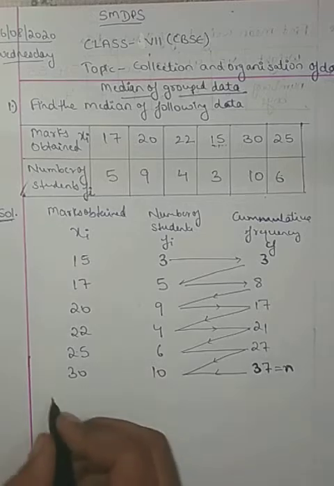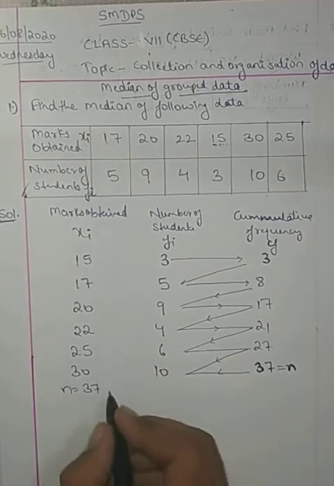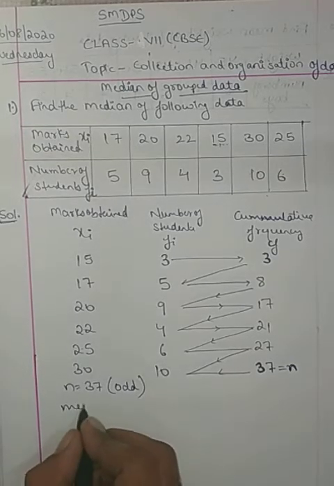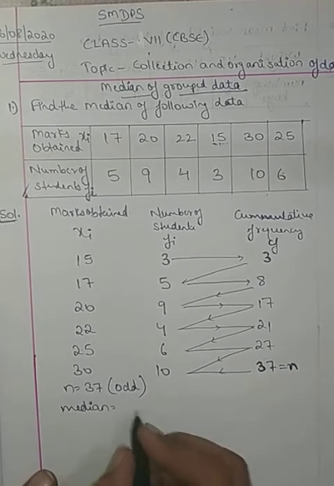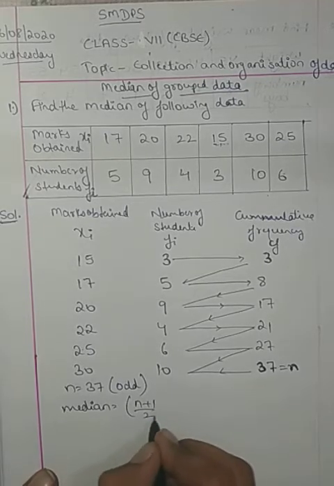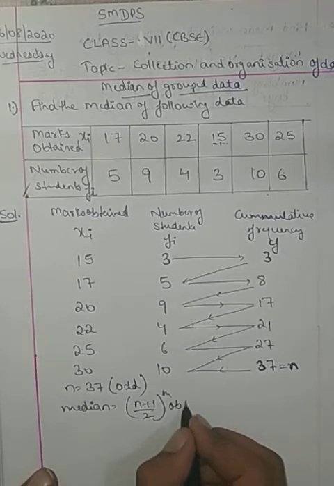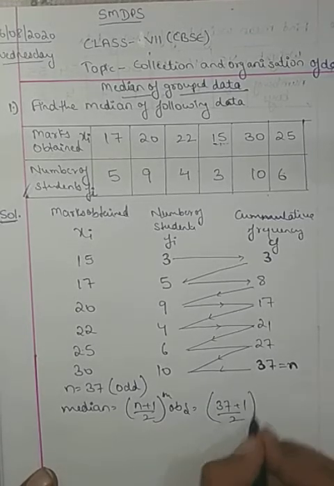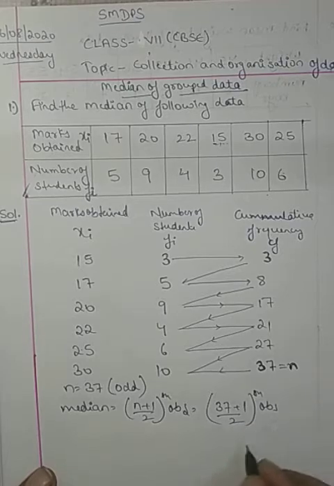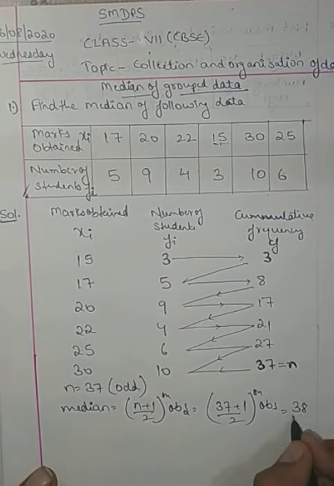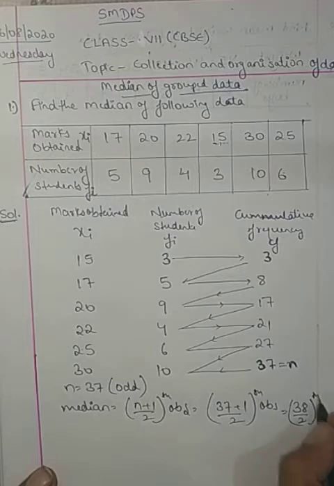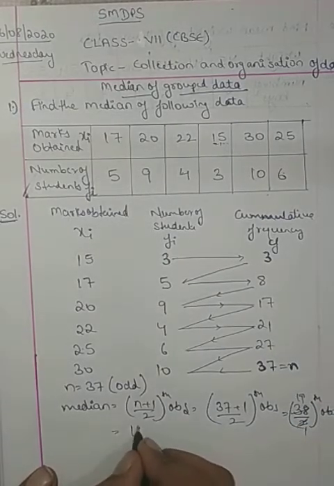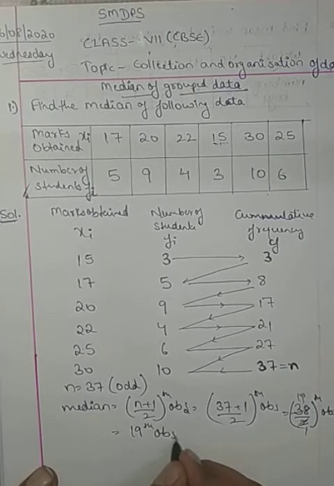Now tell me, n is equal to 37. Even or odd? Odd. And median will be, the formula remains the same: n plus 1 upon 2th observation. Put the value of n. 37 plus 1 upon 2th observation. 37 plus 1, 38 upon 2th observation. 2 ones are 2, 2 nines are 18, so 19th observation.